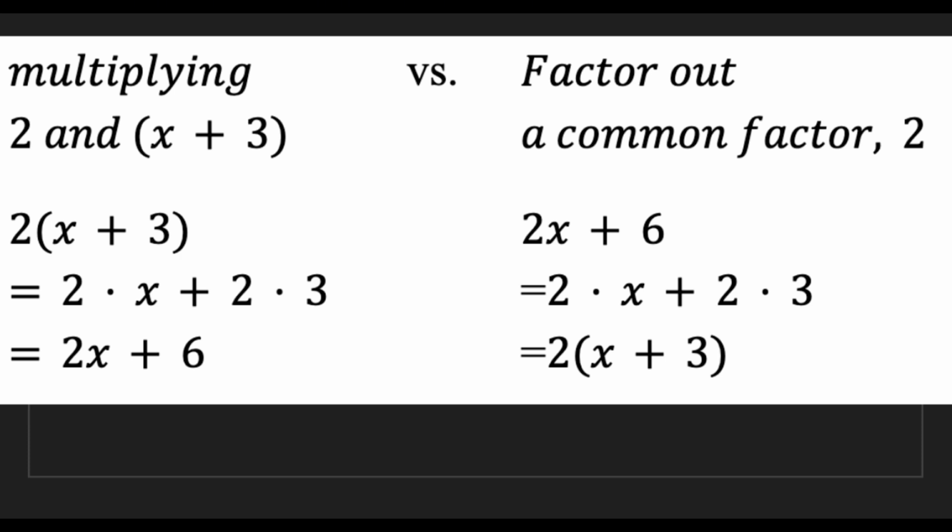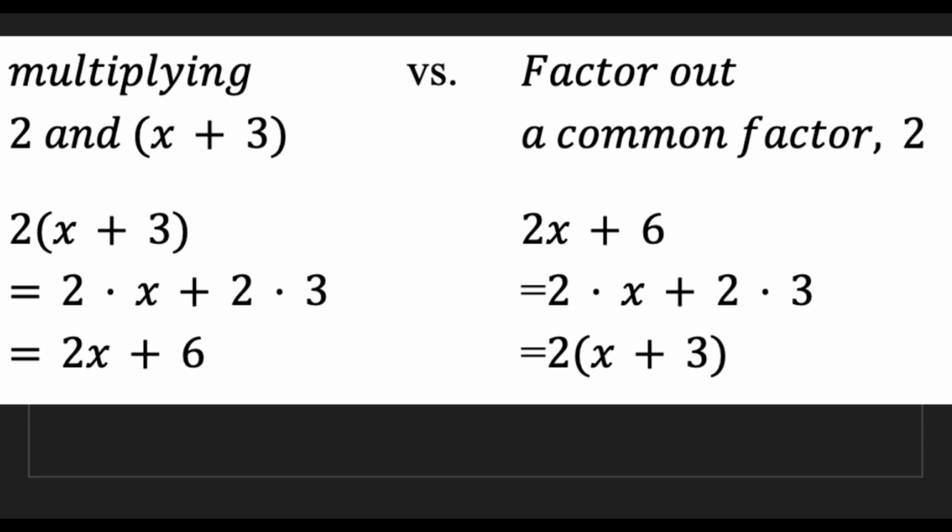We can see the 2 is the common factor. We need to factor out the 2. And we can look at that. 2x is 2 times x. 6 is 2 times 3. The common factor is 2. So when we factor out the 2, what's left in the parentheses will be x plus 3.